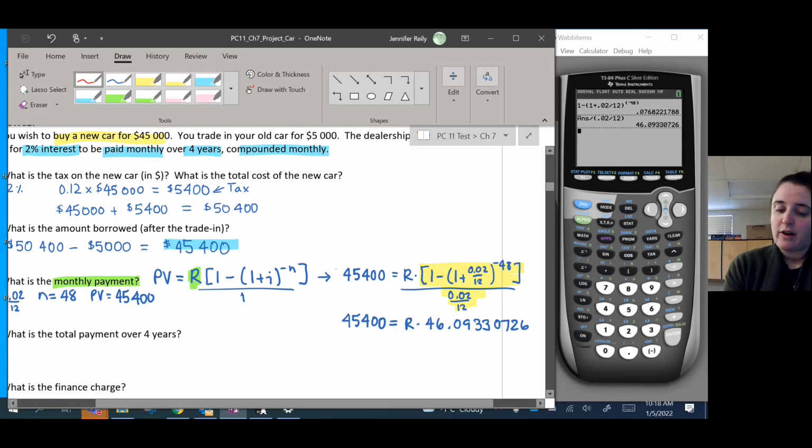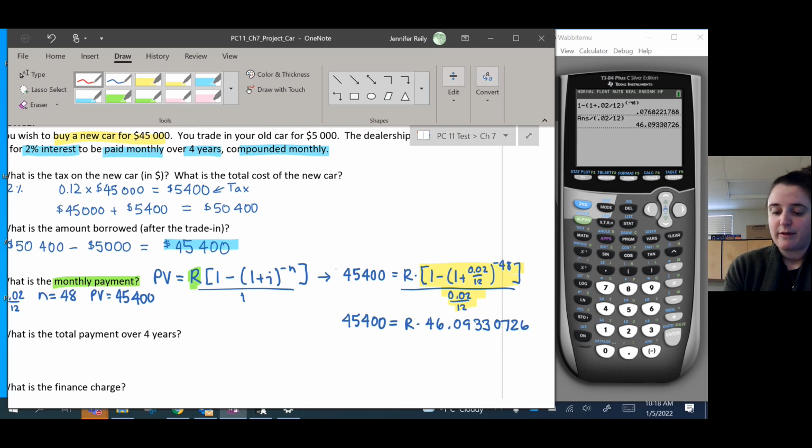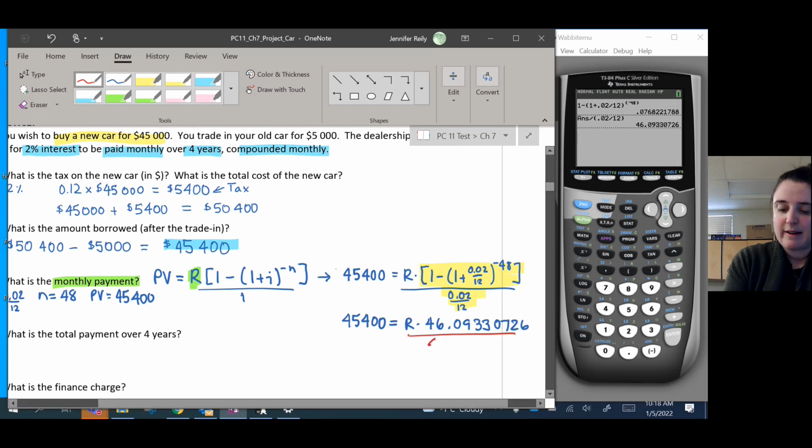So now to calculate R, because it's being multiplied by 46.09330726, we'll just divide by that on either side of the equation. And that will isolate R on the right-hand side.